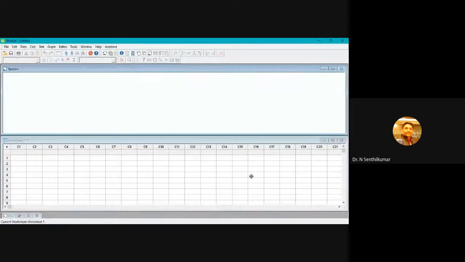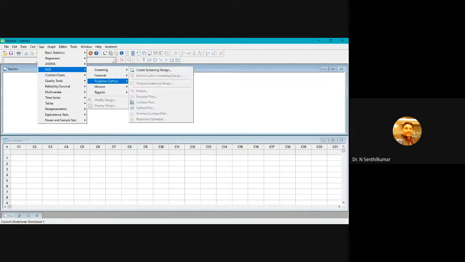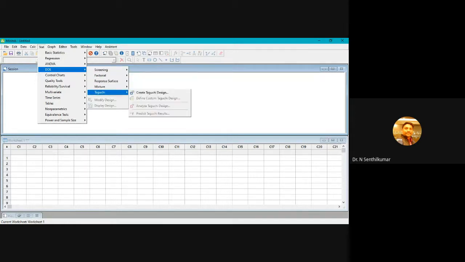So this is the Minitab software, the front end. Now I'm going to do the same procedure in Minitab, so you can feel the difference. First, I'm going with Stat. Stat is statistics, in which I'm going with the DOE, then in that the Taguchi, then Create Taguchi Design. So stat, DOE, design of experiments.